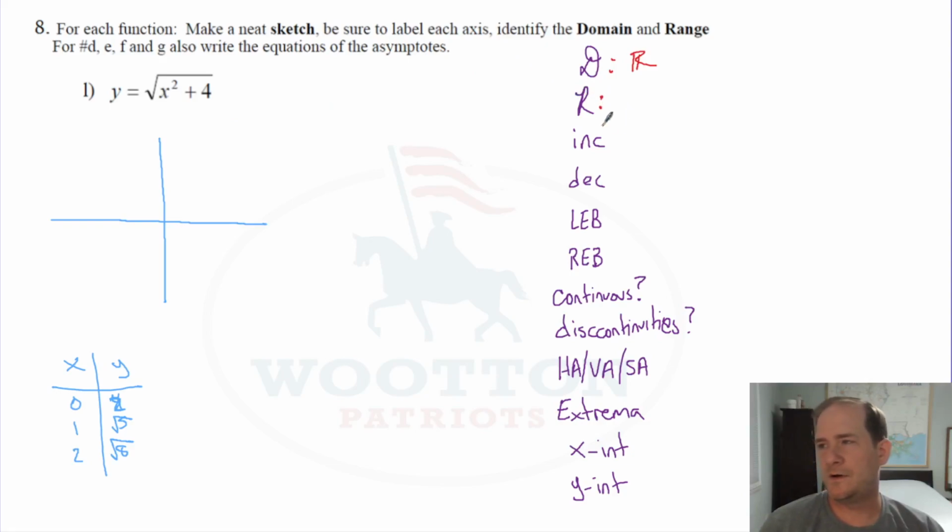Now, for the range, we're not ever going to get negative.